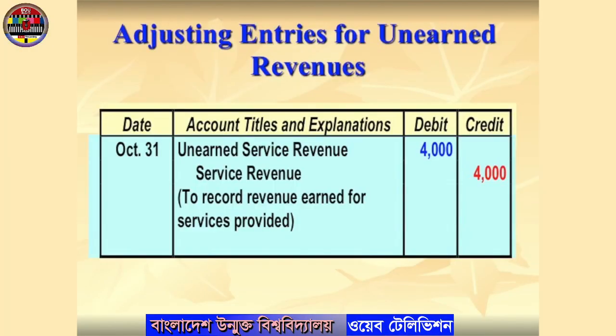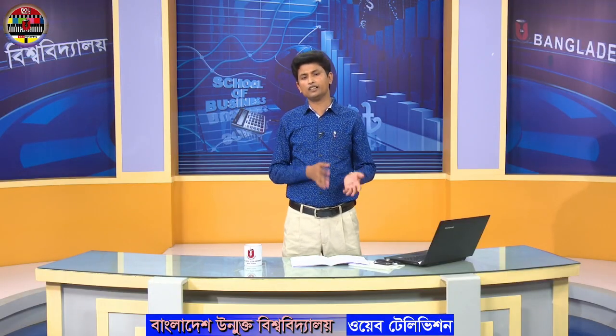Unearned service revenue debit Taka 4,000 and service revenue Taka 4,000. Here, due to providing of services, the liability, that is unearned service revenue, is decreased and debited, and the revenue, that is service revenue, is increased and credited.